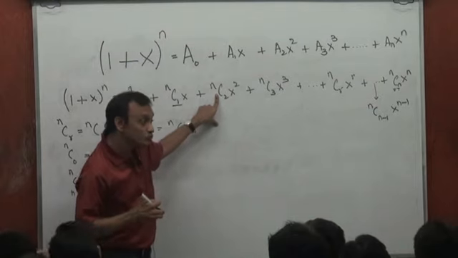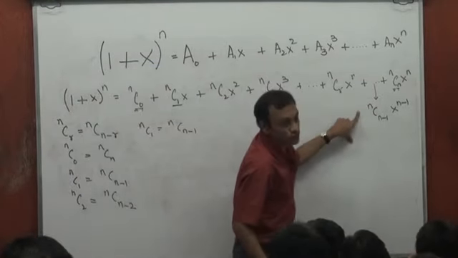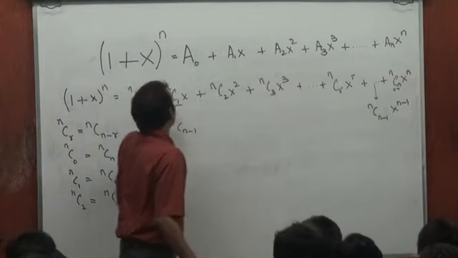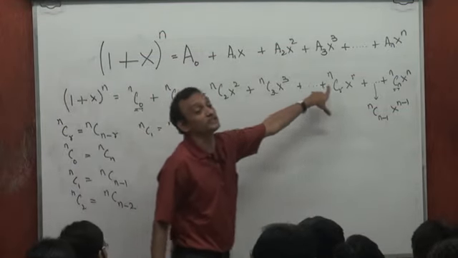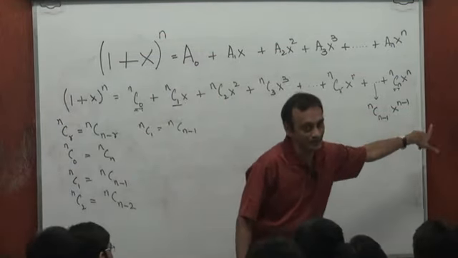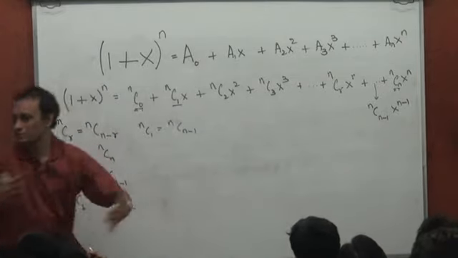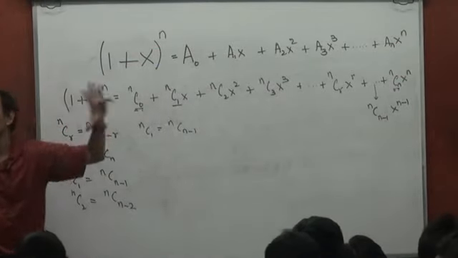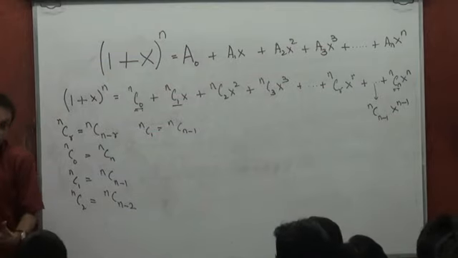This is nC2, the third term from the beginning. The term before this would be nC(n-2). They will be equal. So the coefficient of the third term from the beginning equals the coefficient of the third term from the end. Right? So this is a peculiarity of this expansion: for a regular binomial expansion, coefficients of terms equidistant from the beginning and end would be the same.